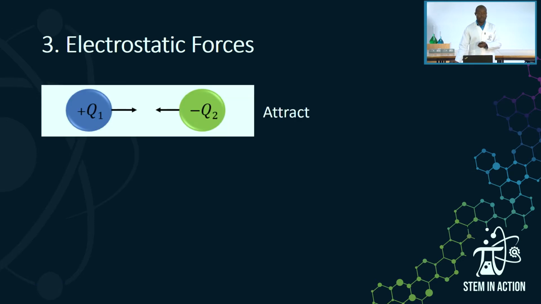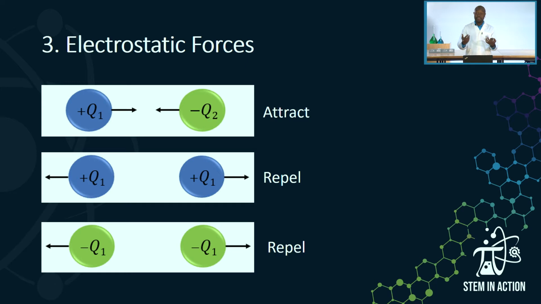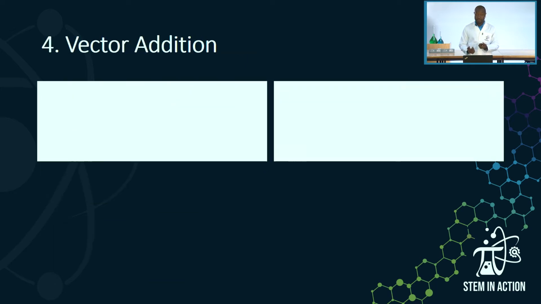Electrostatic forces. So we know that when we have got a positive object and a negative object, the two objects are going to attract because unlike charges attract. But if we have like charges, either positive and positive, they are going to repel, or if it is negative and negative, they are also going to repel.